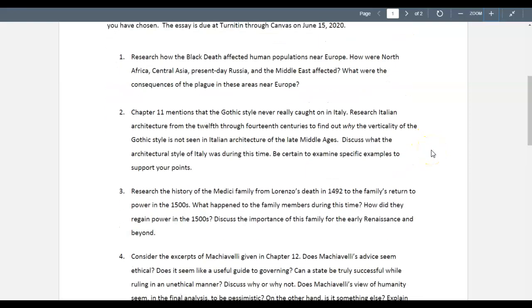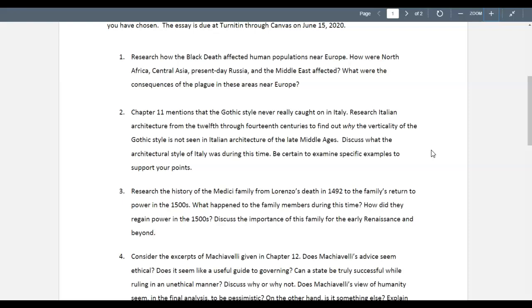Chapter 11, and about the Gothic style that was really predominant in Northern Europe. Never caught on in Italy, but what I would like you to do is look at the architecture as a style. And in the 1100s to the 1300s, it's 12th to 14th century, the Gothic style was not really part of that Italian architecture. Rather, what was the style? Discuss very specific examples as you contrast it with the Gothic style, what was taking place in Italy, and how that happened and why it happened.